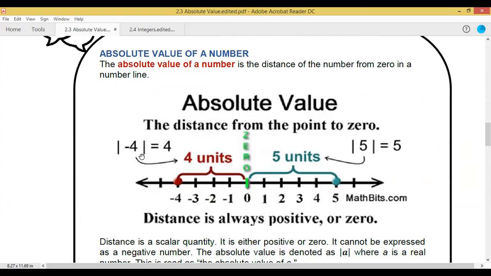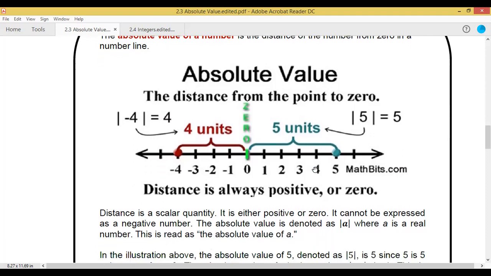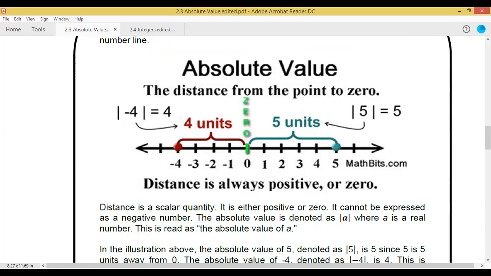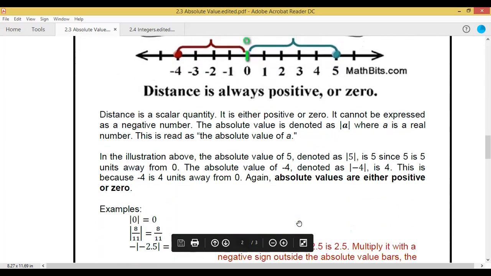So for example, if we ask for the absolute value of -4, it is asking us for the distance of -4 away from zero, and that is 4 units. So the absolute value of -4 is 4. The absolute value of 5 is 5, since it is 5 units away from zero. Note that you read it as the absolute value of A, and it's always positive.